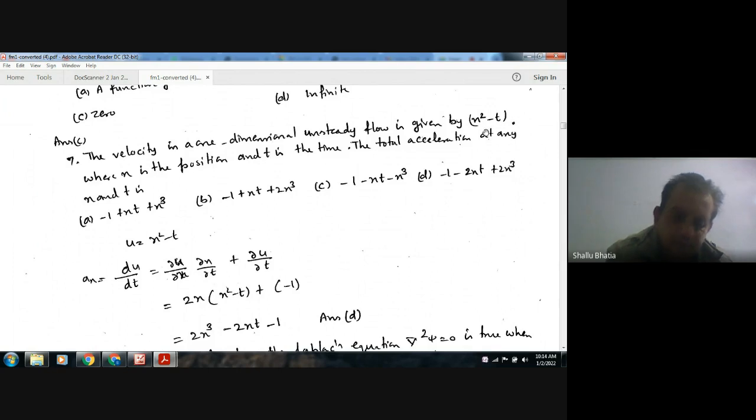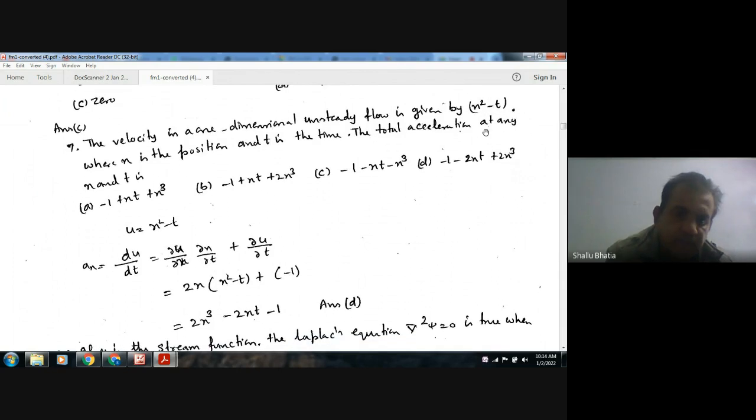Okay. Now acceleration of u with respect to t, ax, is Du by Dt. Okay. So it is ∂u/∂x times ∂x/∂t plus ∂u/∂t. Here ∂u/∂x is your 2x and ∂x/∂t is your u. Okay. And ∂u/∂t is your minus 1. Okay. Putting this value we can get the expression and the answer.